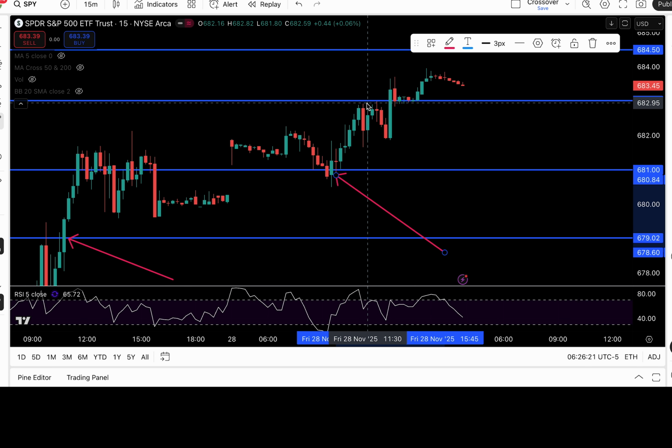It continued to bounce, hit my 683 level. If it would have broken down the 681 or the 679 level, I would have let my Discord members know to enter puts. But we just follow whatever the market makers give us. We react to the price action.